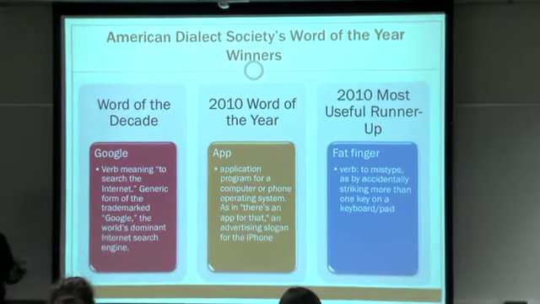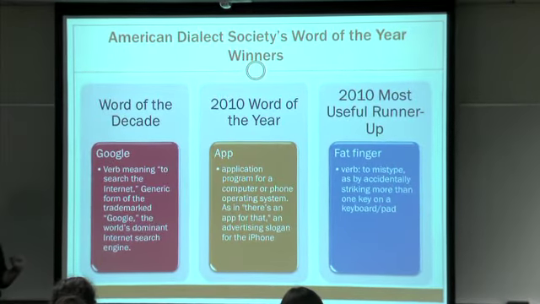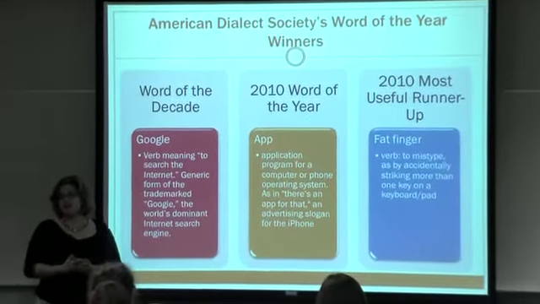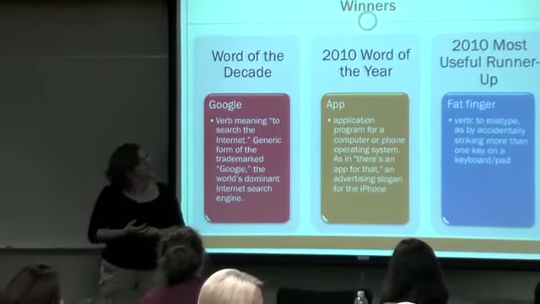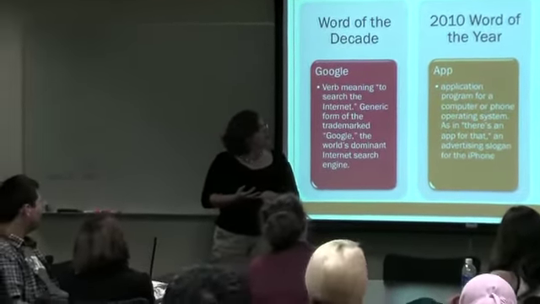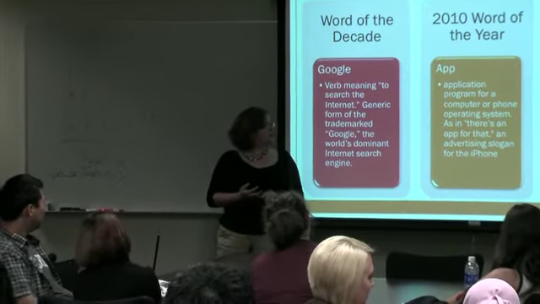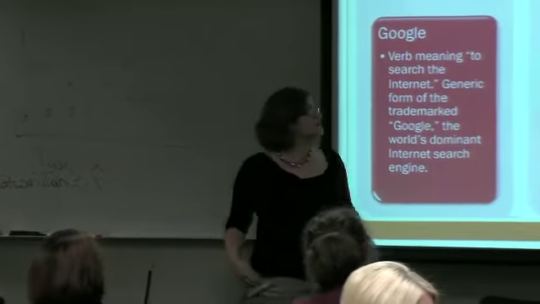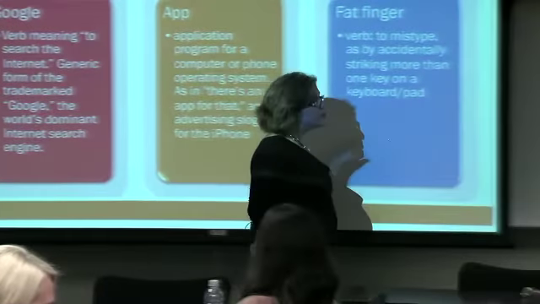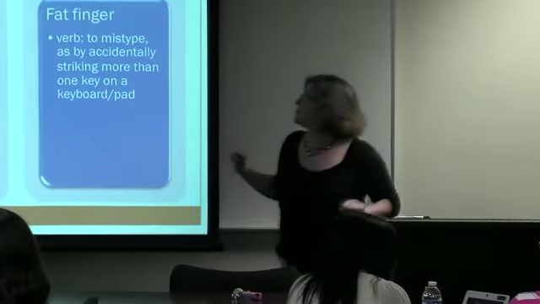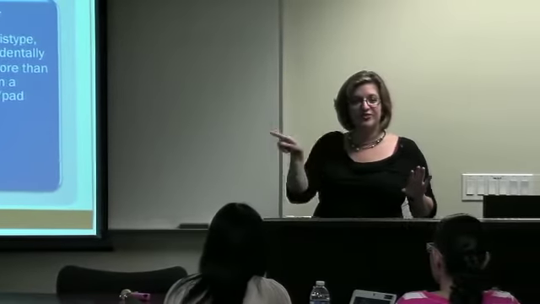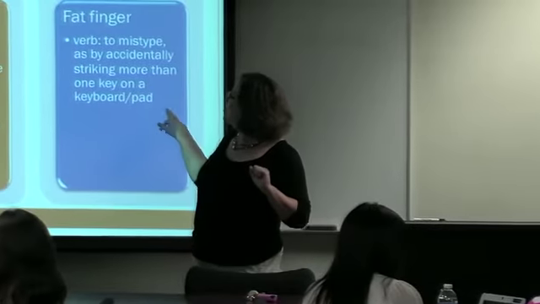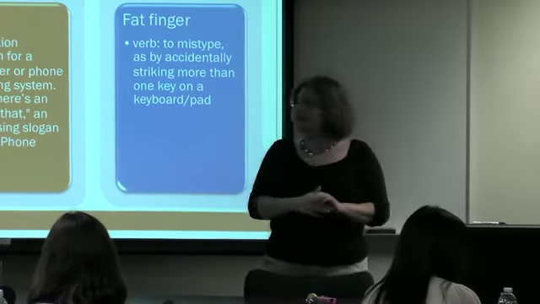Google was a verb meaning to search the internet, generic form of the trademarked Google, the world's dominant internet search engine. Last year's word of the year was app, application program for a computer or phone operating system, as in there's an app for that, an advertising slogan for the iPhone. One of the useful runners-up was fat finger, which is the verb to mistype when your finger is too big. It's nice having little fingers at times. Accidentally striking more than one key on a keyboard or a pad.